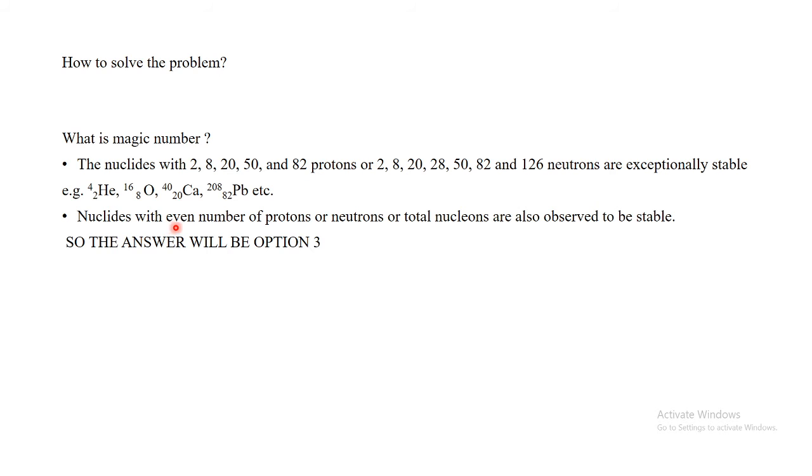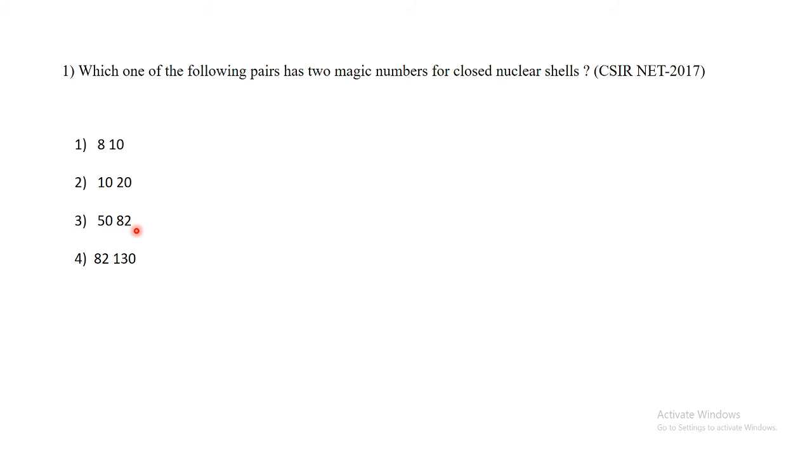Moreover, nuclides with an even number of protons or neutrons, that is 2, 8, 20, 82, are especially stable. We can get the number of neutrons by subtracting the number of protons from the mass number. 4 minus 2 equals 2. 16 minus 8 equals 8. 40 minus 20 equals 20. And 208 minus 82 equals 126 neutrons. These are also observed to be stable. So if you look at the options, the correct option will be 3, that is 50 and 82.